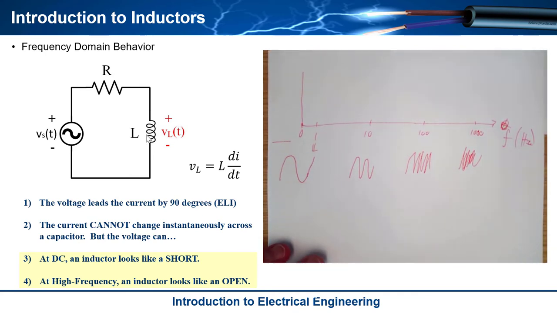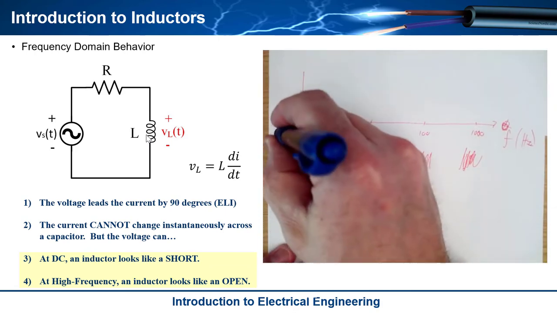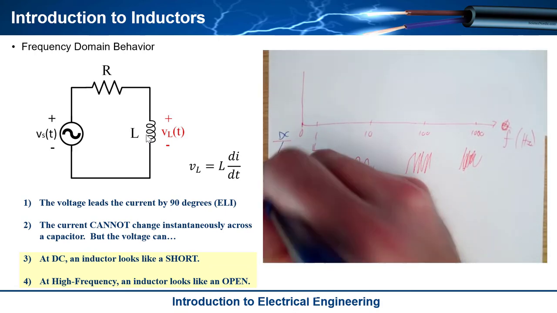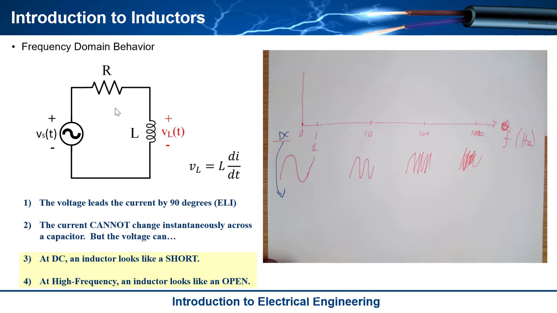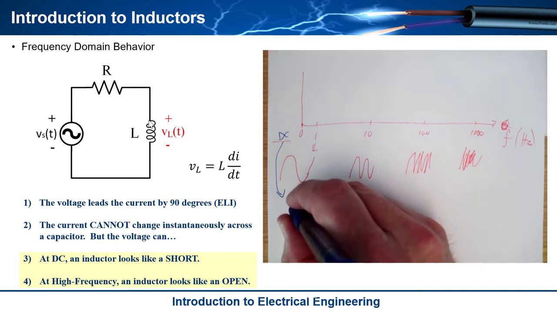All right, so to begin with, let's start with DC. Okay, so this is DC. If I think about DC, can current flow through this wire? Absolutely, right? It's just flowing because it's a coil of wire. It's conductive. If you ohm this out, it would look like a short, okay? And in fact, that's what it does look like. So at DC, an inductor looks like a short.